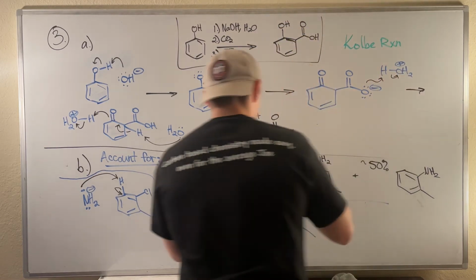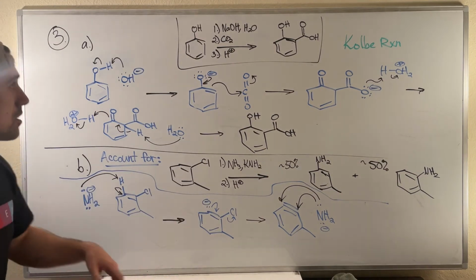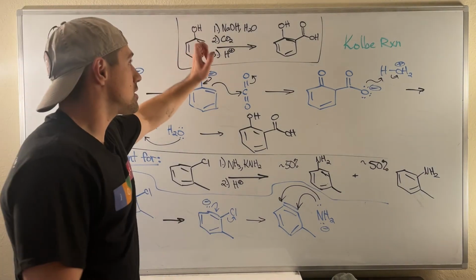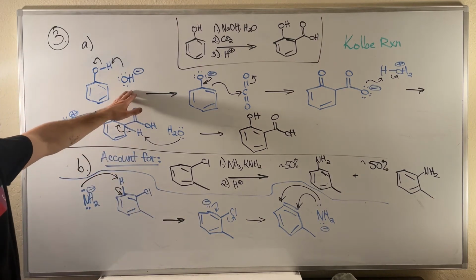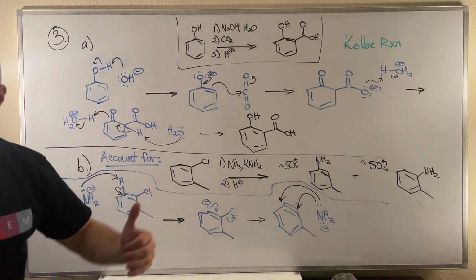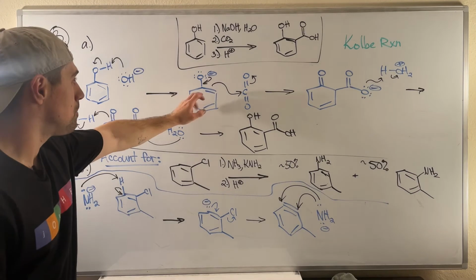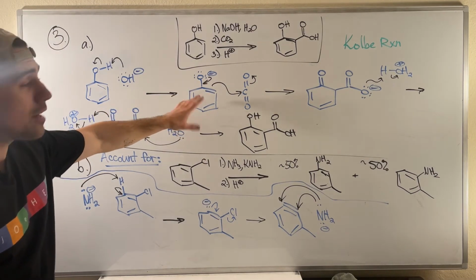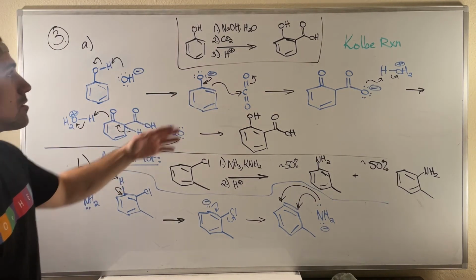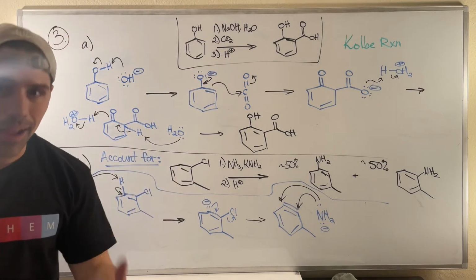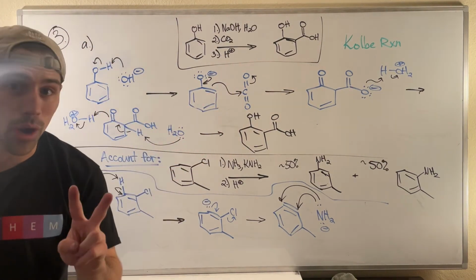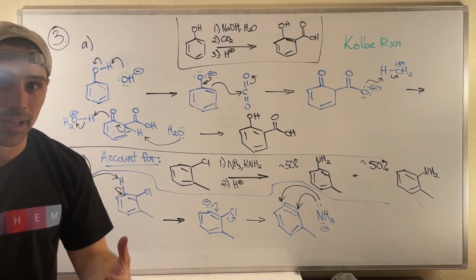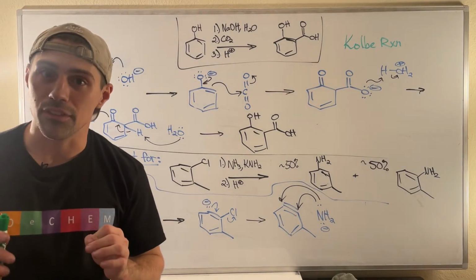So let's take a look at how the mechanism goes. In the first step, we have phenol and we have sodium hydroxide. All we're doing here is a little deprotonation of the alcohol off the benzene ring. So we end up with phenoxide. And then next, we usher in carbon dioxide. Carbon dioxide is double bonded to 2 oxygens, so it is extremely partially positive, very susceptible to nucleophilic attack.